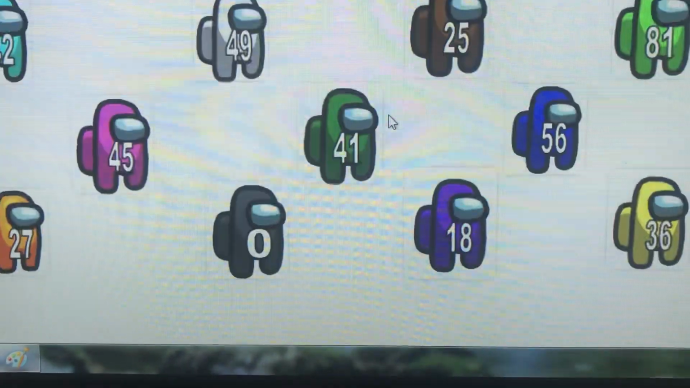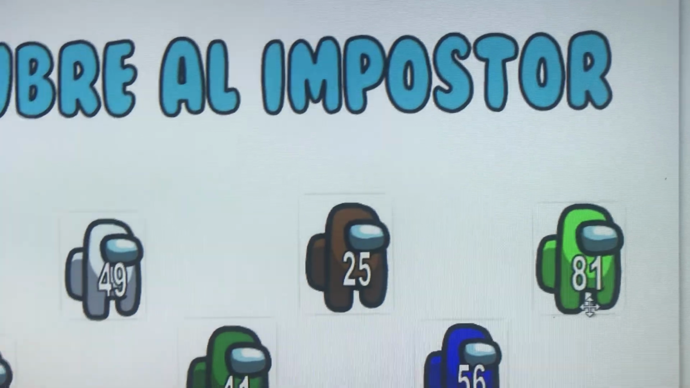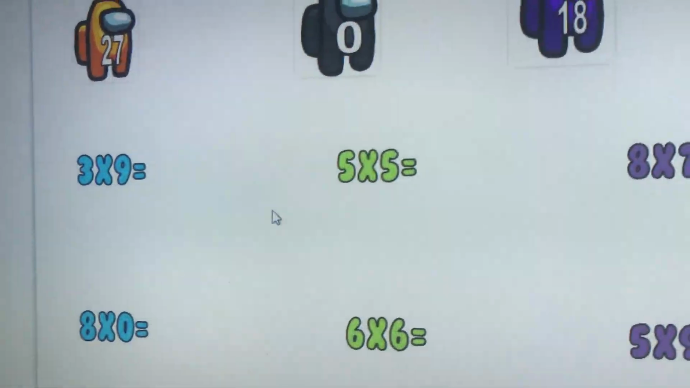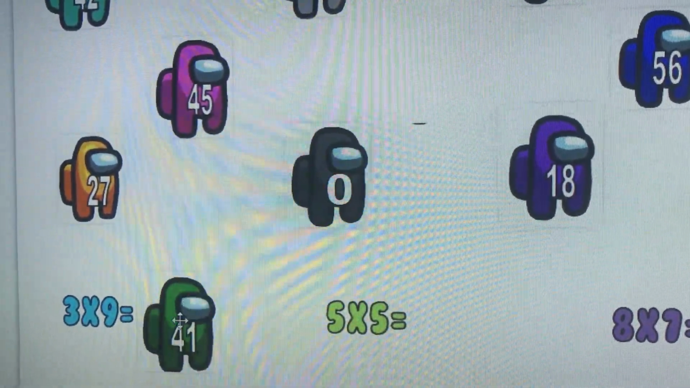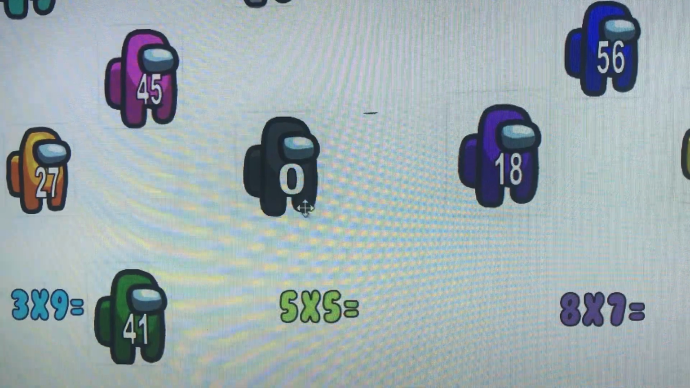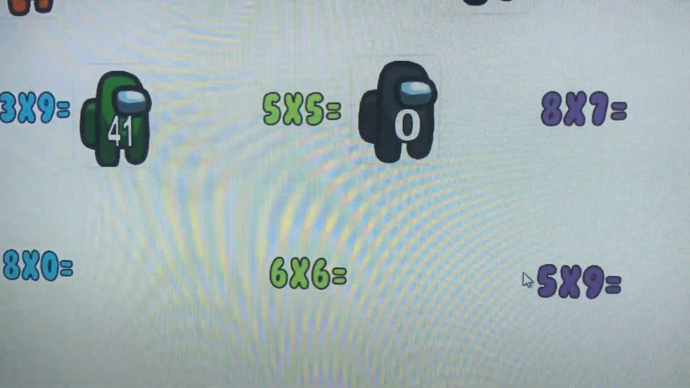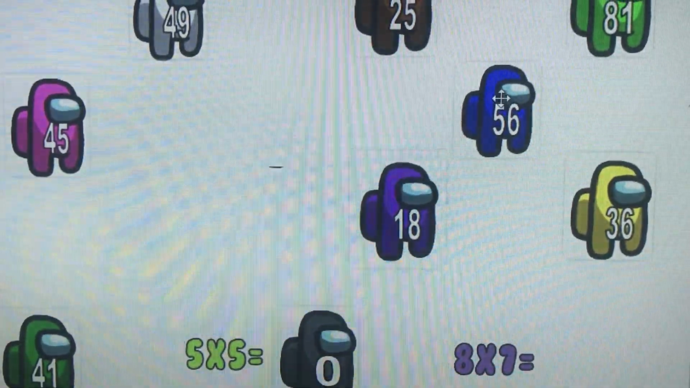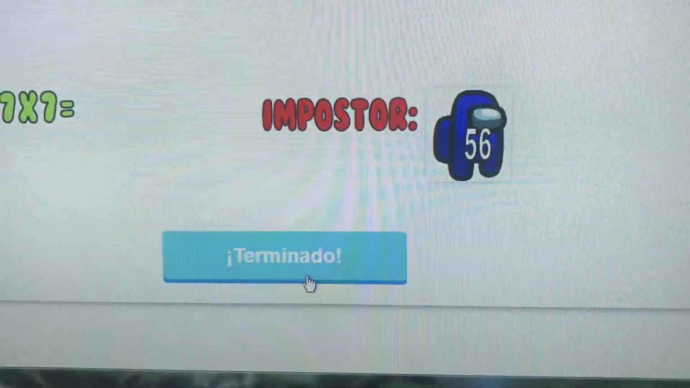I have another one over here in which you have to find out who is the imposter. Who's the imposter? So here, what you need to do is 3 times 9, you're going to find the answer over here of 3 times 9, and you're going to drag it over here. 5 times 5, you're going to drag it over here until there's going to be one missing. That one is going to be the imposter, and the imposter you're going to put right here. You see, if you think this is an imposter, you put it right here, okay? And then you click finish.